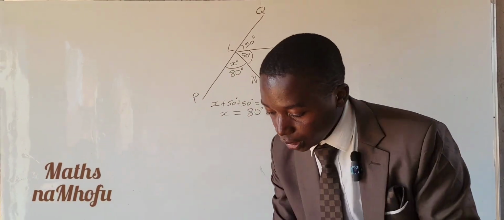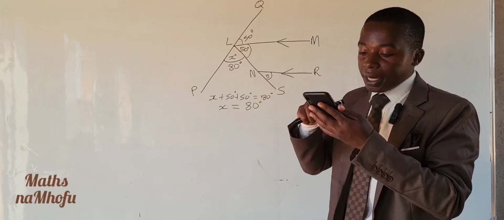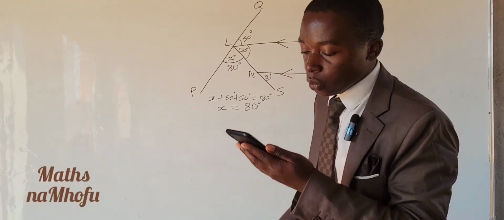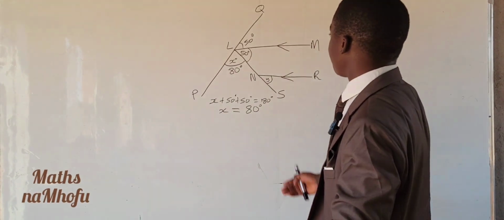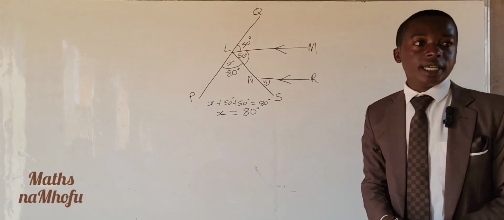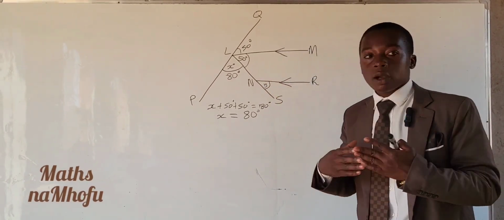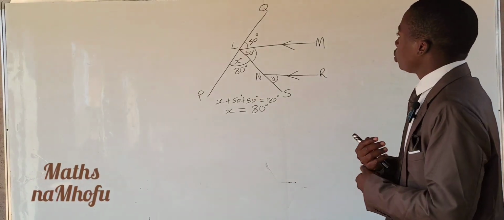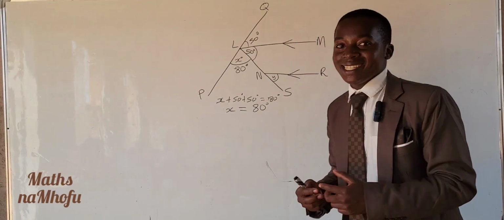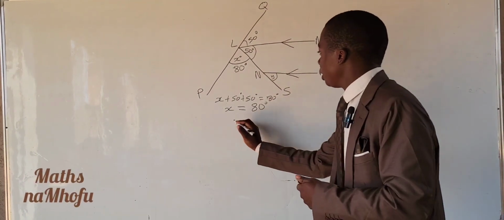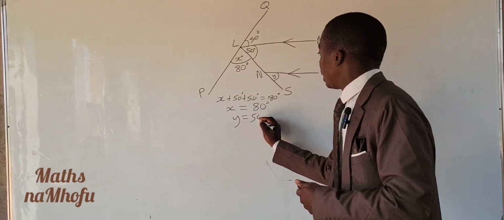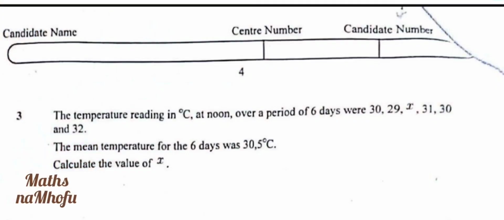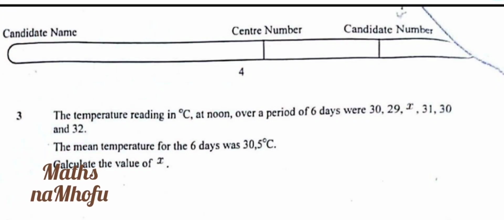Then the second question is asking us to find y. To find y is very simple. Remember, we have corresponding angles here. 50 and y, they are corresponding angles, which are F angles, according to the parallel lines concept. So it means y is equal to 50 degrees. Very simple and straightforward. Let's move on to the next question.